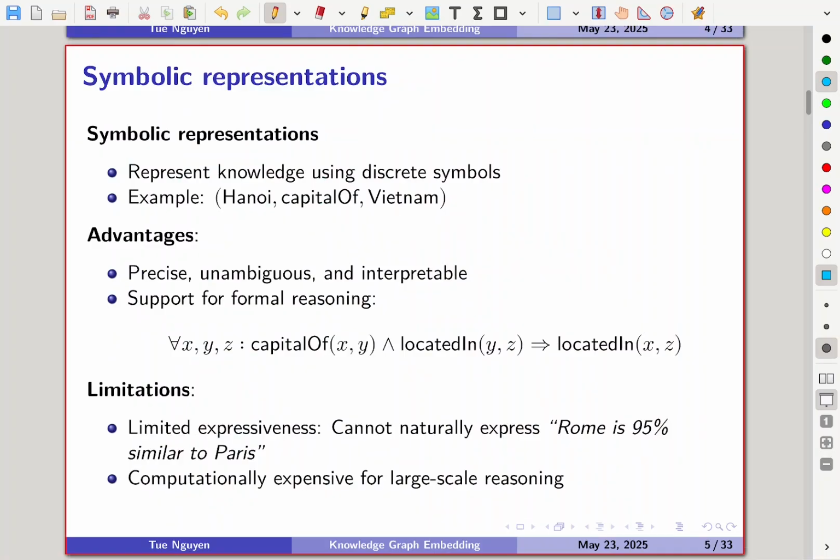How do we represent knowledge? The first way is to use symbolic representation. In symbolic representation, we represent knowledge using discrete symbols, as we have seen before. So Hanoi, capital of, Vietnam. This is a symbolic representation. The first advantage of this approach is that it's very precise, unambiguous, and interpretable. So if I say Hanoi, capital of, Vietnam, I know for sure that this means Hanoi is the capital of Vietnam. There's no ambiguity in that statement.